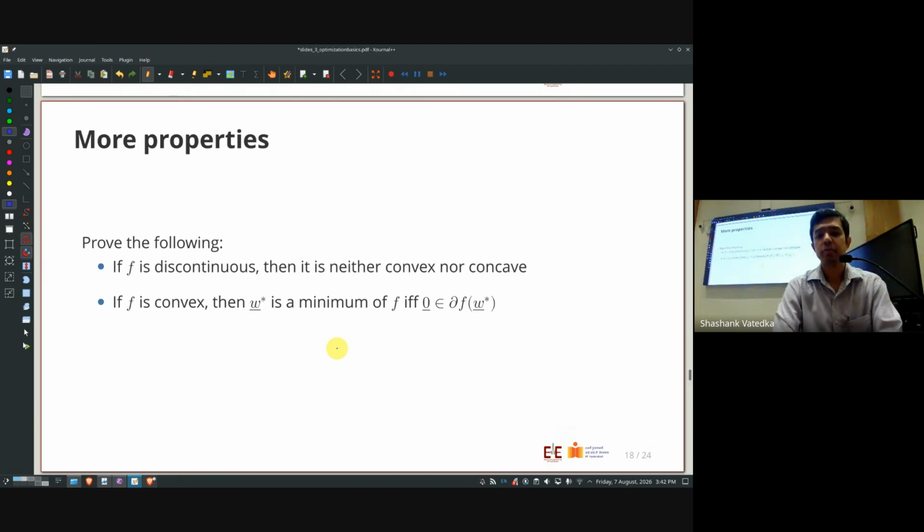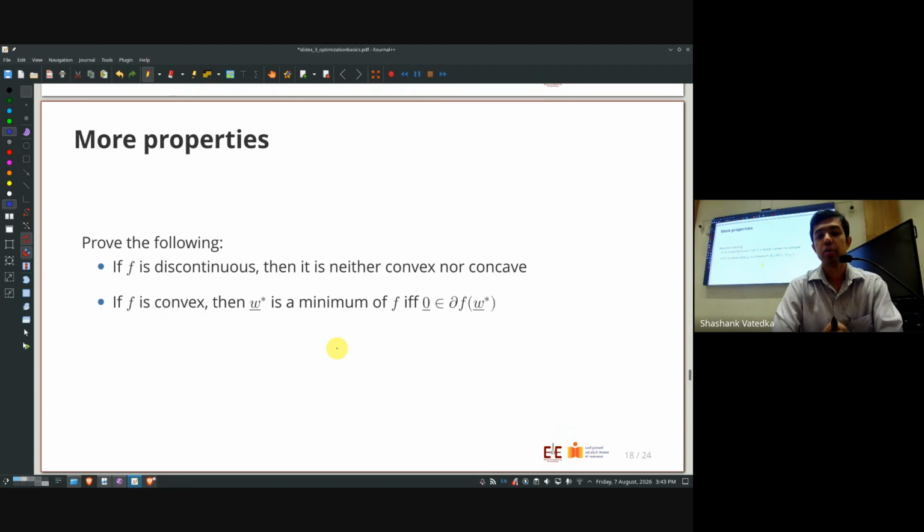And as I said, if f is discontinuous, then it is neither convex nor concave. So that's something that we have to keep in mind. Whenever we're choosing either a loss function or an activation function, we don't want it to be discontinuous. It's okay if it is not smooth, but discontinuity is something that we want to desperately avoid.